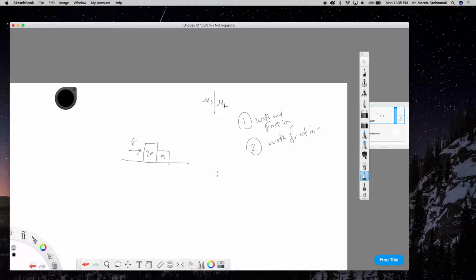So first, I might ask, what is an expression for the acceleration? Well, for that, I would just use the sum of the forces for the system equals ma, and m in this case is 3m. And the sum of the forces is just F. So F equals 3ma, so F over 3m equals a.